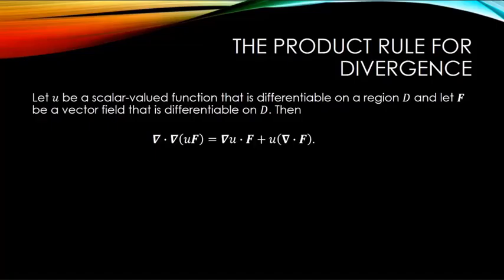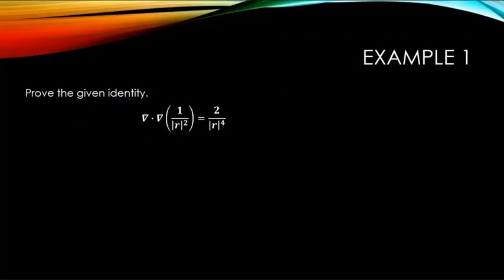There is also a product rule for my divergence. If u is a scalar valued function that is differentiable on a region D, and if f is a vector field that is also differentiable on D, then del dotted with u times f gives me del u dotted with f plus u times del dotted with f. This product rule is very important. It doesn't show up frequently, but you need to be sure and look for it if you need to use it. Let's work an example.